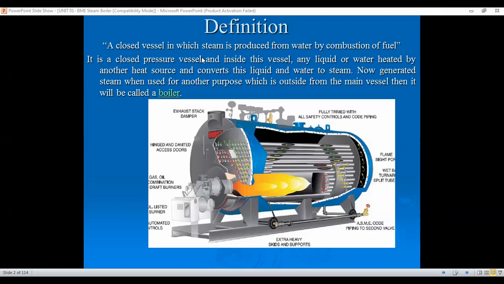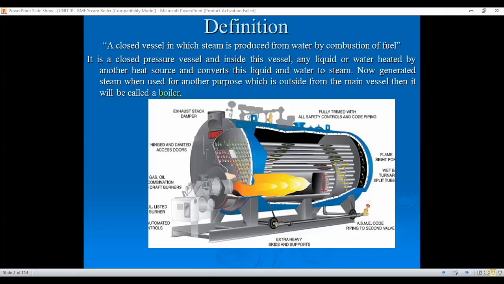What is the other definition? It is a closed pressure vessel, and inside this vessel any liquid or water is heated by another heat source and converted to steam. Now, the generated steam, when used for another purpose outside the main vessel, it is called the boiler. So what is the meaning? The meaning is a closed vessel is needed for the steam generation, becoming a boiler.